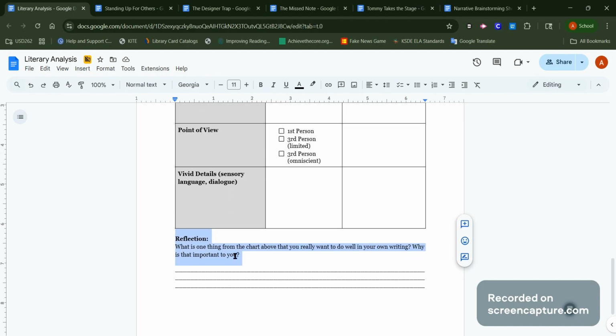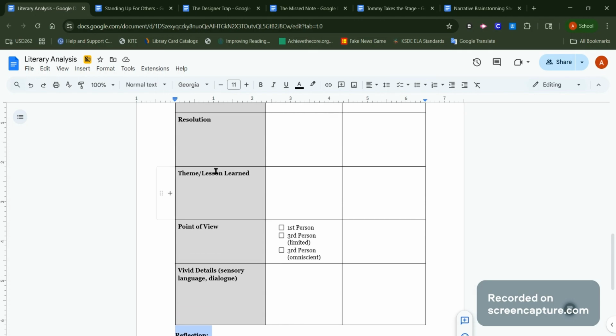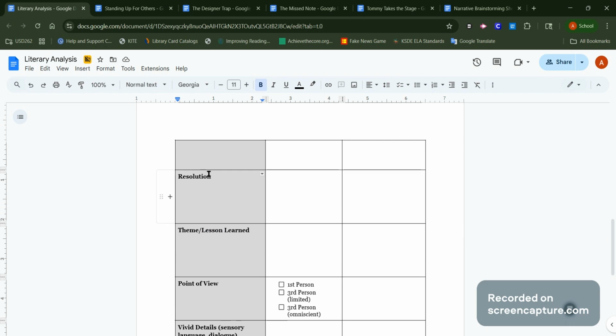And why is it going to be important that you do really well with it for your essay? Do you want to make sure that your point of view is the same throughout the whole story? Do you want to have a really good lesson so that a reader could take something away from it? Maybe you feel that ending a story is tough for you, so you want to make sure that you do a really good job for this assignment.